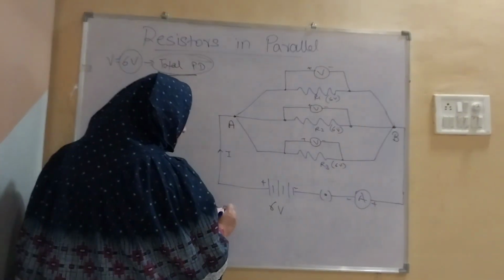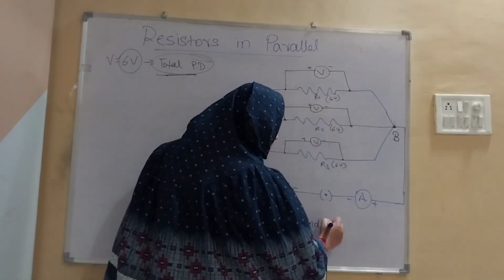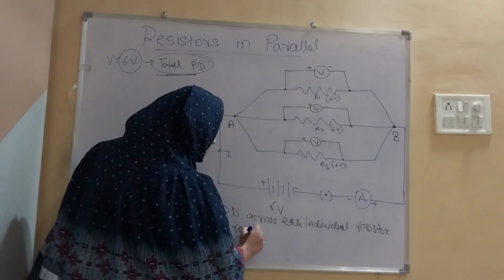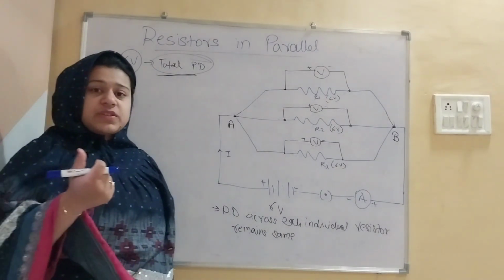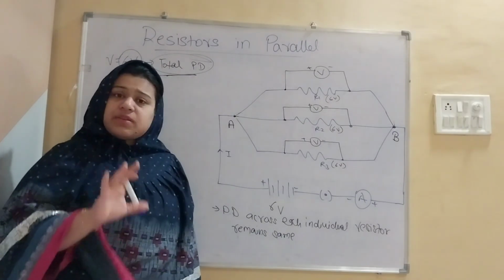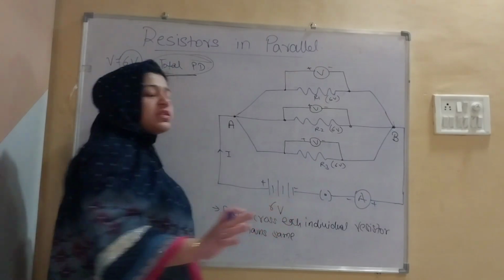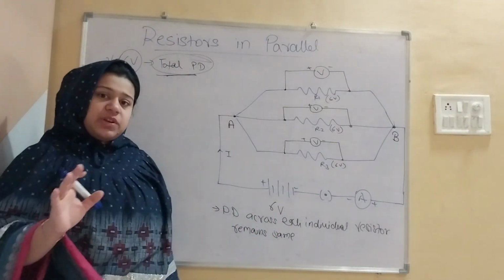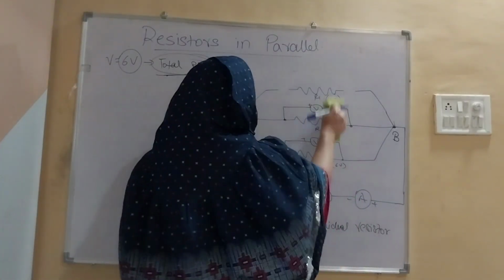So the first point is that the potential difference across each individual resistor remains the same. In the series combination of resistors, we have already seen that the current in each of the resistors remains the same. In the parallel combination, the potential difference across each of the resistors remains the same. So in series, the current remains the same, and in parallel, the potential difference remains the same. Now we remove the voltmeter.